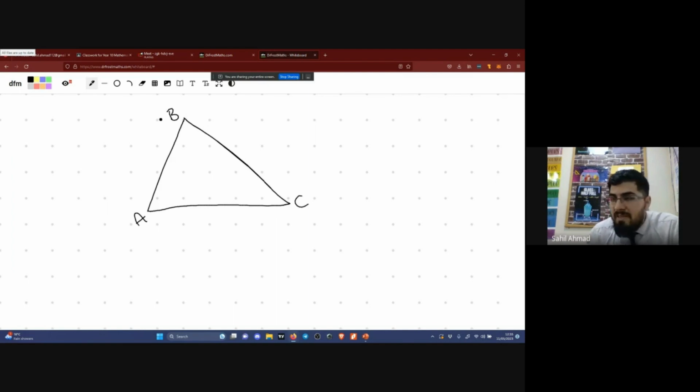The big letters represent the angles. Opposite to the big letters are your sides. So this becomes side A, this becomes side B, and this becomes side C. So angle A, angle B, and angle C. Length A, length B, length C. Does that make sense to you, Yasmin?